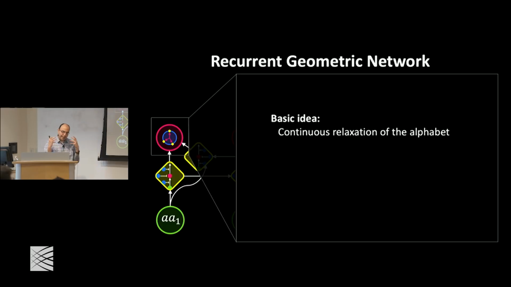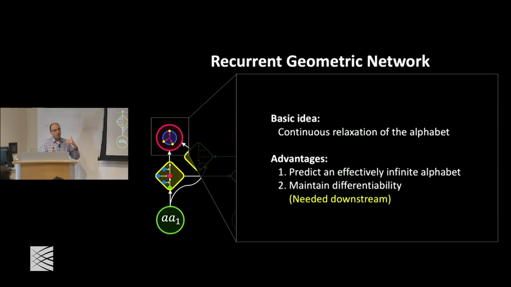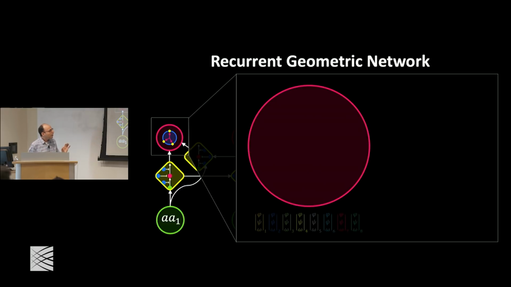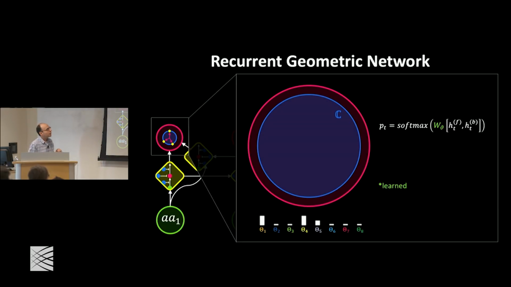So we're going to continuously relax the notion of an alphabet. This will have the advantage of allowing us to predict an infinite alphabet size in practice and maintain differentiability, which I alluded to, and which allows us to do more complex losses downstream. All right, so we'll still have an alphabet, and I'm going to represent it by these capital thetas. This is the machine learning context. Now it's not simply a lookup. What we're going to do at each time step is predict a probability distribution over that discrete alphabet. So it's effectively just a softmax.